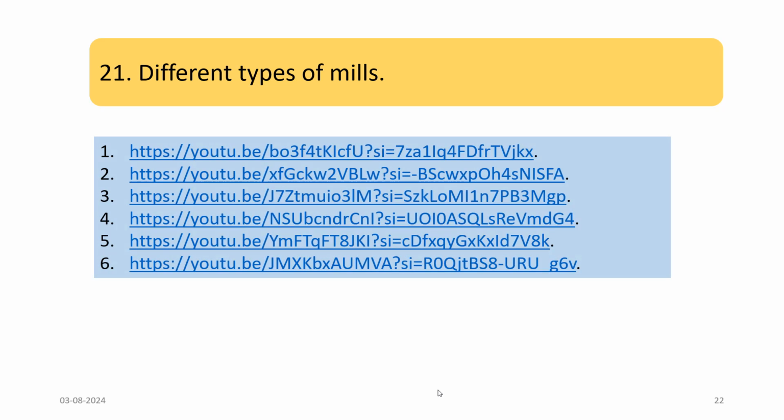Now comes the different types of mills. Mills will handle the intermediate size of particles. First there is a crusher which crushes the comparatively bigger particles, and then it comes to the mills. Mills will handle the intermediate size of particles. So first one is the ball mill.